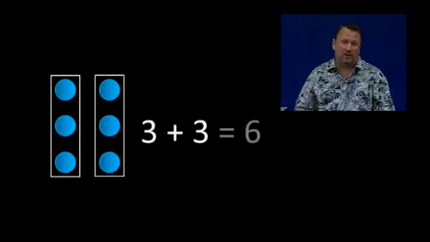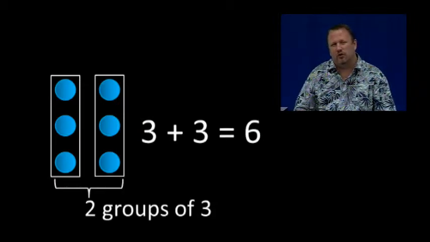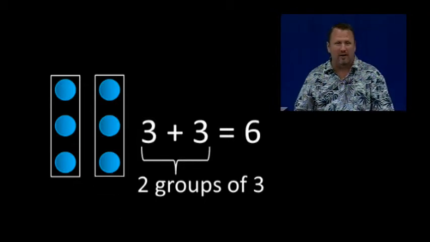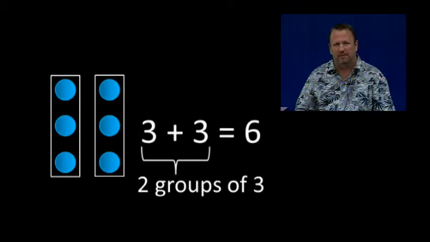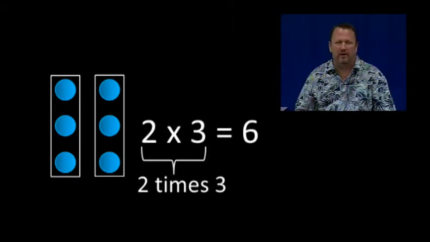3 plus 3 is equal to 6. Notice we have 2 groups of 3. And we can write that as 2 times 3 is equal to 6.